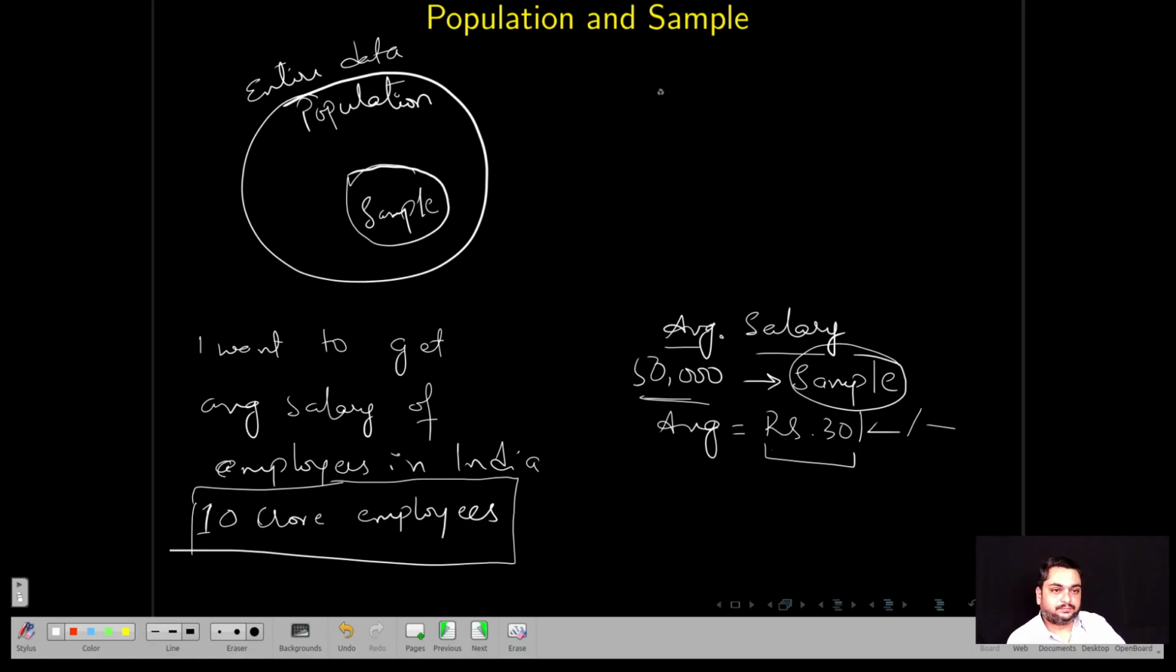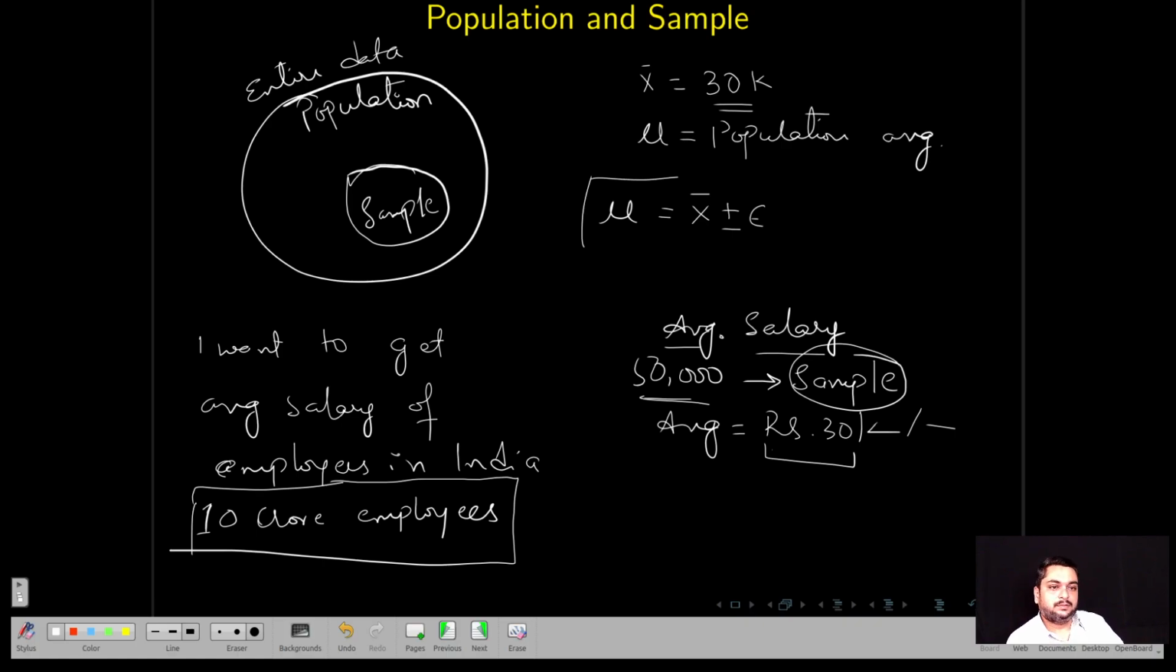Let us say what I calculated is X bar. X bar is equal to 30,000. Let us say mu represents the entire population average salary. Now, how good is this? Is mu equal to X bar? Can we say that? No. We will add some plus or minus error.